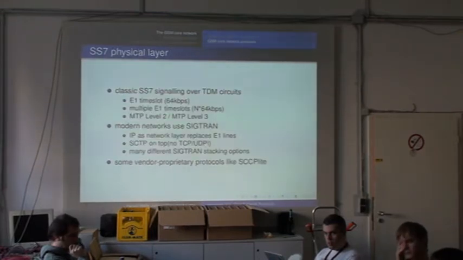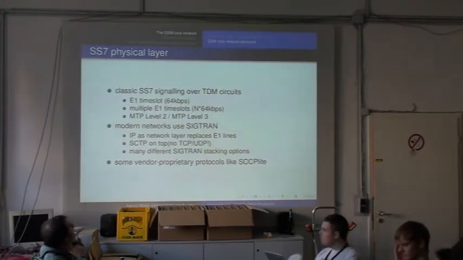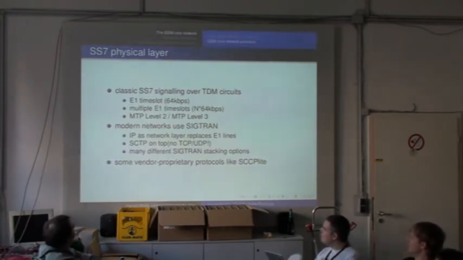Okay, so the physical layer, traditionally it is really E1 time slots, either a single time slot or multiple time slots, or there is also a way you can use the entire 2 megabit E1 link for signaling. That's the high-speed signaling links, this 2 megabit. And on top of that you have MTP2, MTP3. A lot of modern networks, not so much yet on the international or interoperator interfaces, but internally at least, use a lot of SIGTRAN.